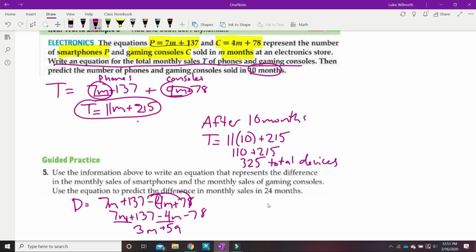And then it says predict the difference after 24 months, which is 2 years. So this is our answer for the difference. But we want to know what's the difference after 24 months. 3 times 24 minus 78. And I'm just going to do all of it, or not 78, 59.